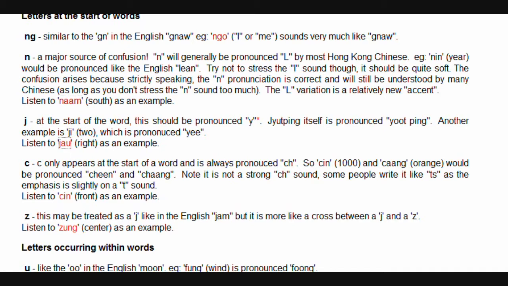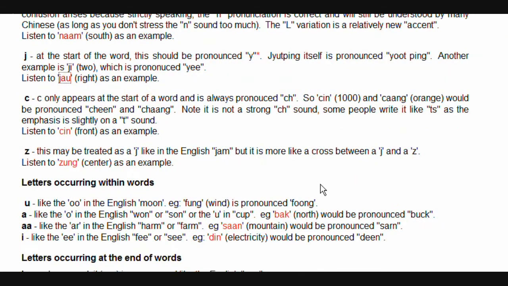Yau. C only appears at the start of a word and is always pronounced like Ch. So cin, thousand, and cheung, orange, would be pronounced Chin and Cheung. Note it is not a strong sh sound. Some people write it like t, as the emphasis is slightly on a T sound. Listen to cin, front, as an example. Chin.